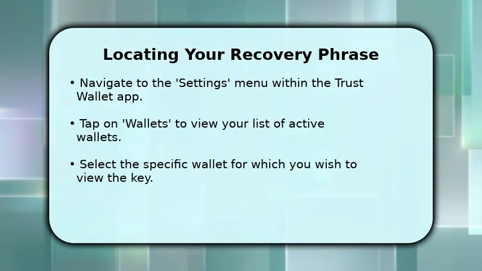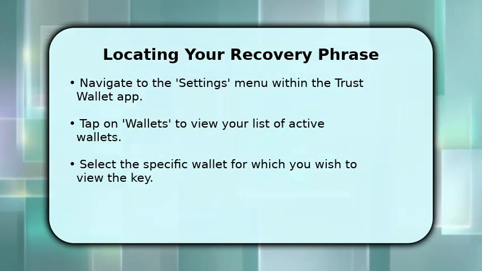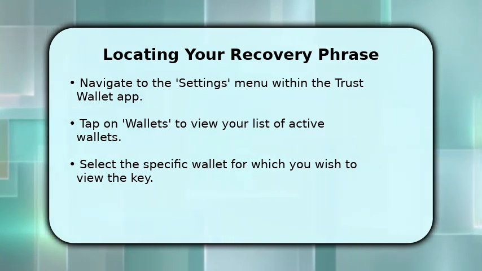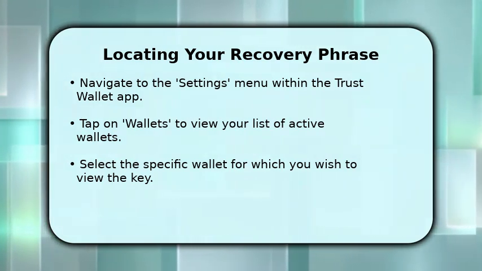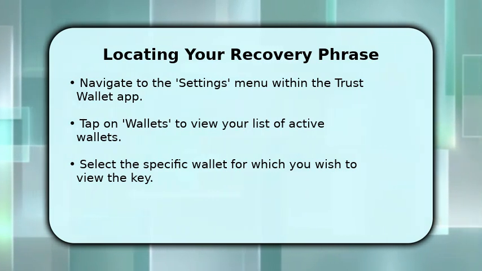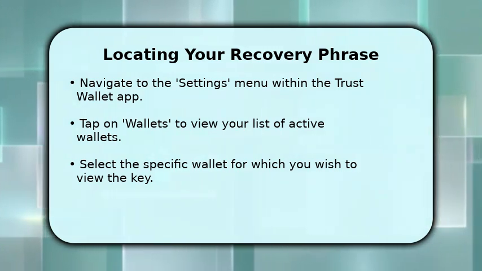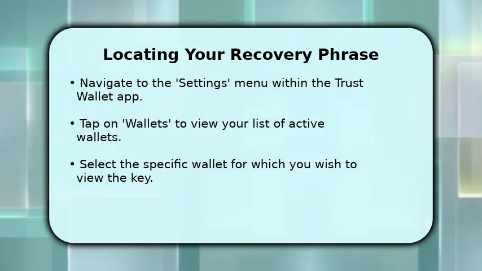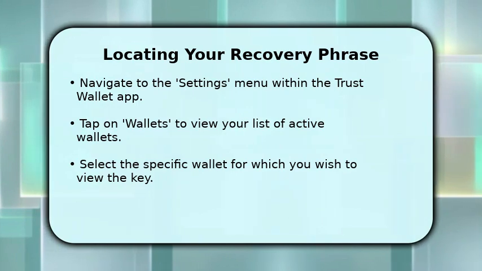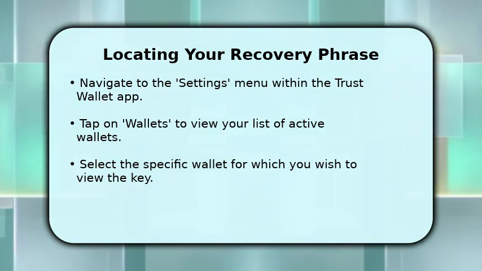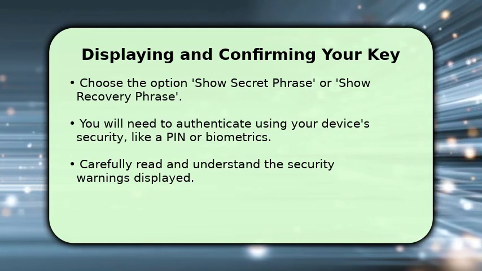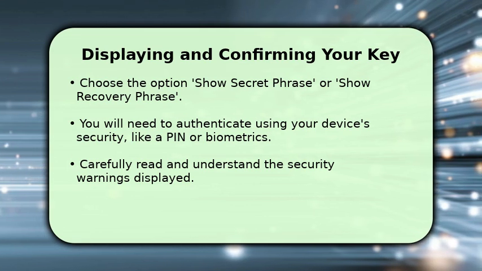To find your recovery phrase, begin by navigating to the Settings menu inside your Trust Wallet application. From there, tap on Wallets to see a list of all your active wallets. Next, select the specific wallet whose key you need to check. You will then tap on the small information icon, or sometimes 3 dots, located right next to the wallet's name. After selecting your wallet, choose the option that says Show Secret Phrase or Show Recovery Phrase.